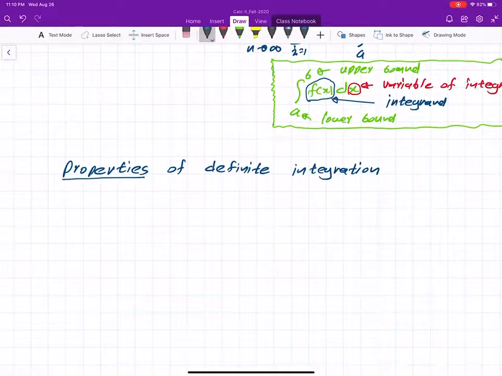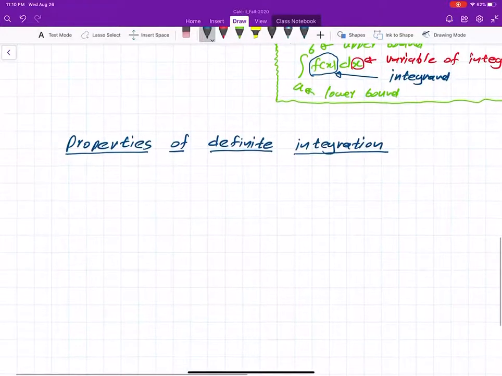Properties of definite integration. These properties are very important because you need these properties whenever you do problems. There are 7 properties. These are not all properties. I'm just stating only important properties, key properties. I'm planning to state 7 properties here.